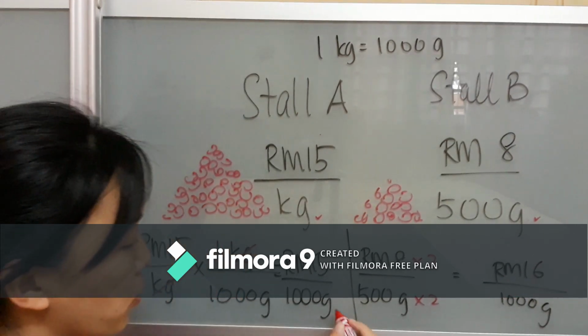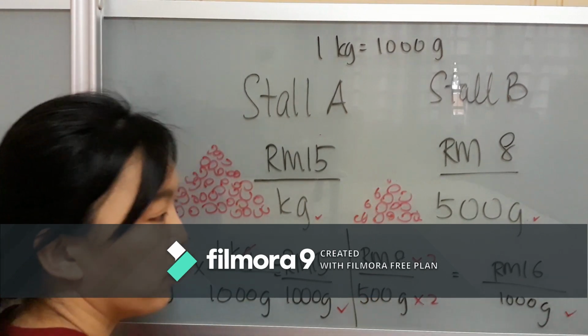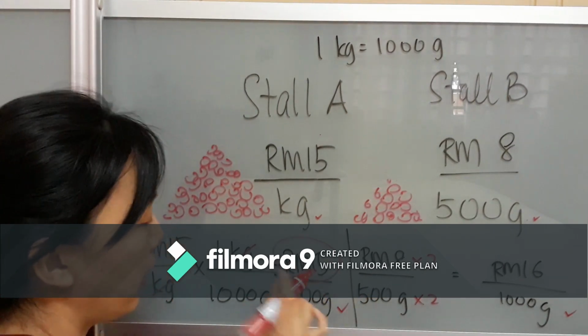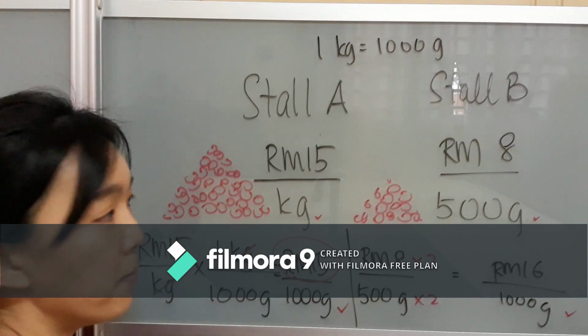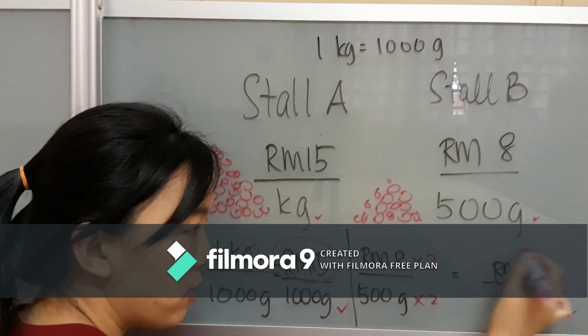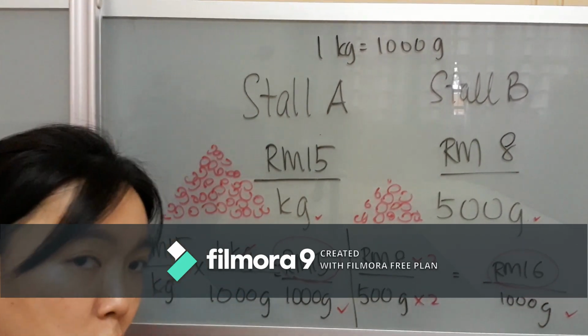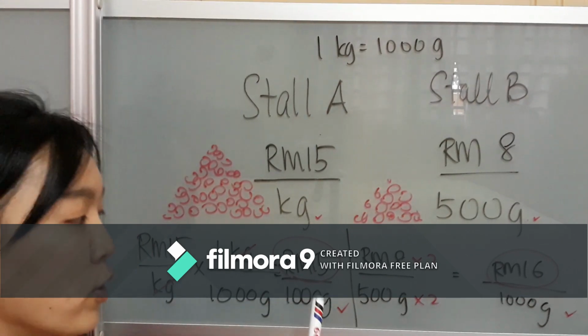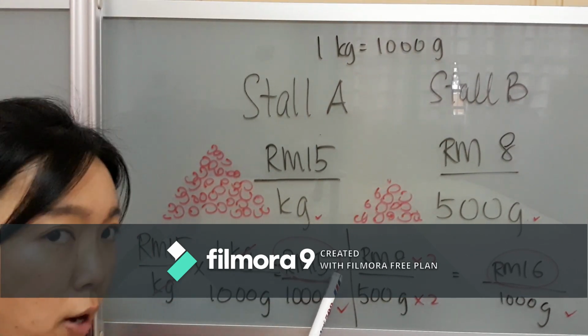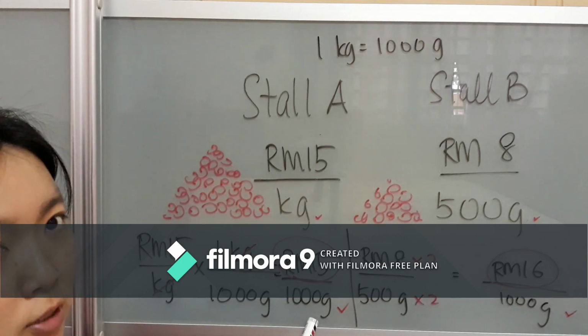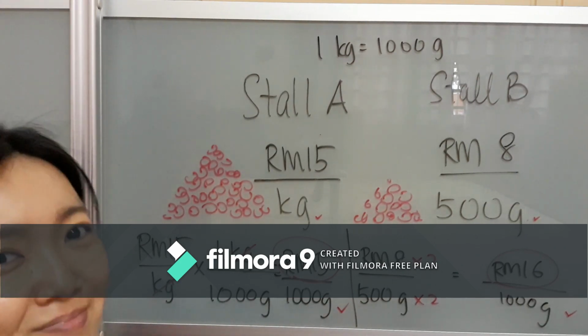Why? Because one is 1000 gram, one is 1000 gram. Now you have 15 ringgit for 1000 gram and you have 16 ringgit for 1000 gram. Which one is cheaper? Very obviously you'll go for stall A. Pay the cheaper price but with the same amount of tomatoes that you need. That's all.